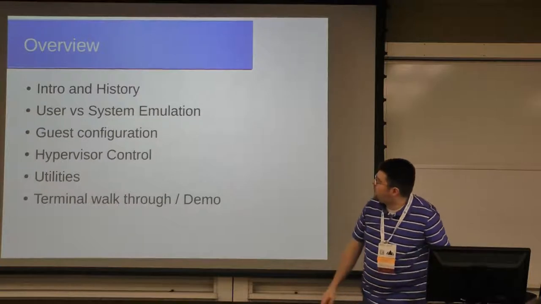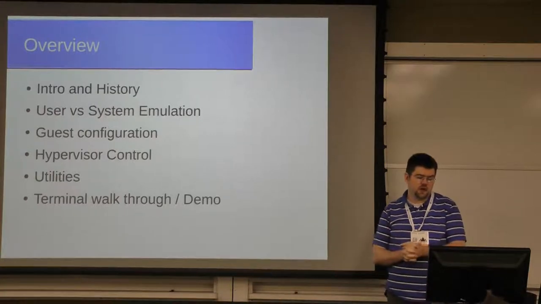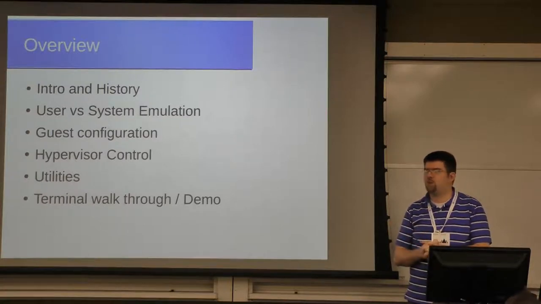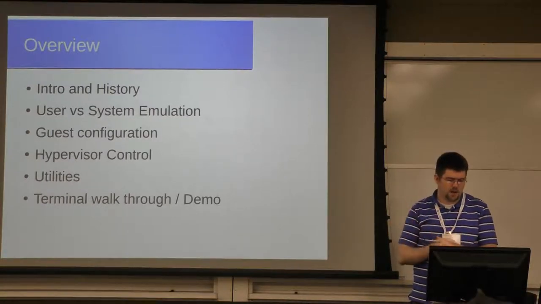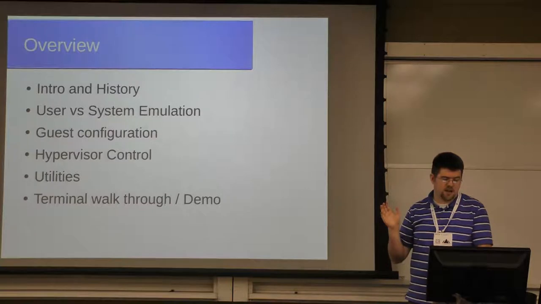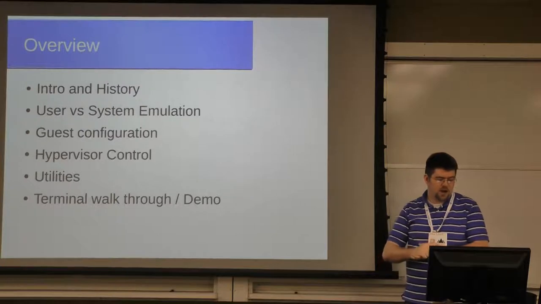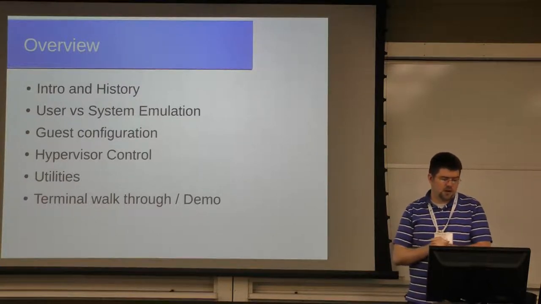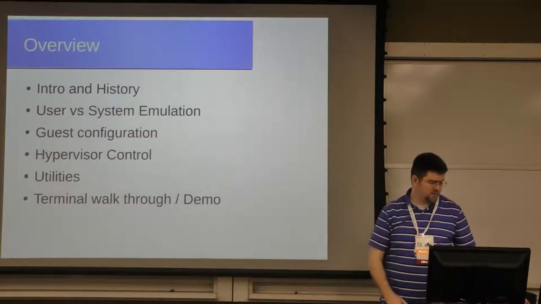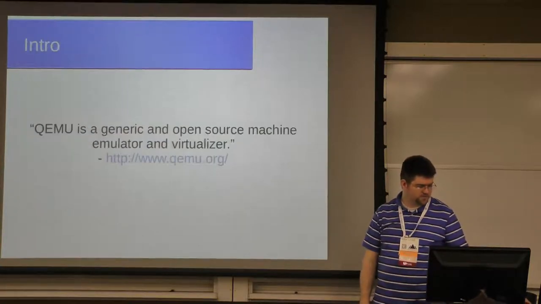So a little bit of overview about what we'll go through: a little bit of intro and history. We'll also talk about user versus system emulation. QEMU actually has two modes, and a lot of people kind of miss that part. Then we'll talk about actually using it from the command line and a few things that you can configure: the virtual machine configuration. We'll talk about how to control the hypervisor and some utilities, and then we'll get to the terminal and actually go through some of this stuff and hit a console and see what's going on.